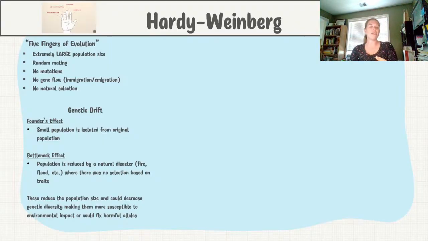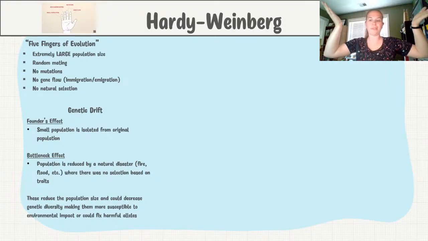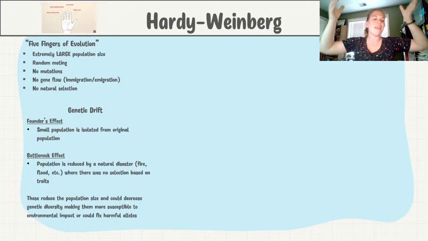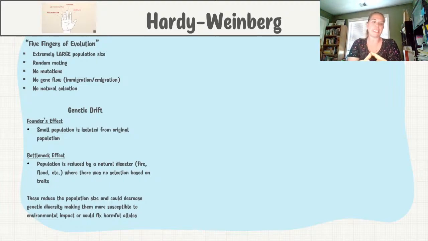Bottleneck effect. We have this population, and there's some natural disaster, a fire, a flood, or something, and that drastically decreases the size of my population. Those that survived this fire, flood, whatever, didn't have a trait that was more favorable or less favorable. So it's random which of those are now going to make up my new population. Again, genetic drift is a random change in allele frequencies.